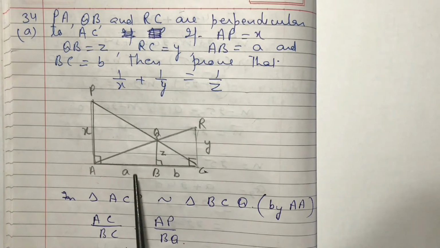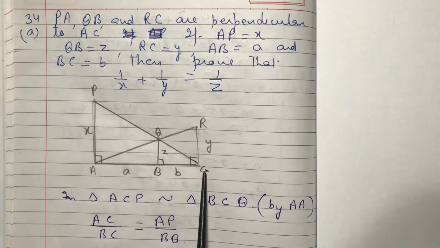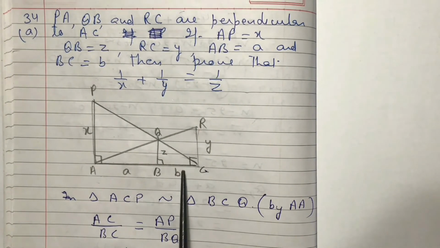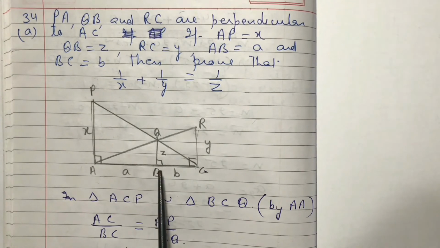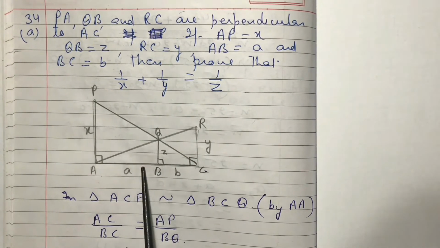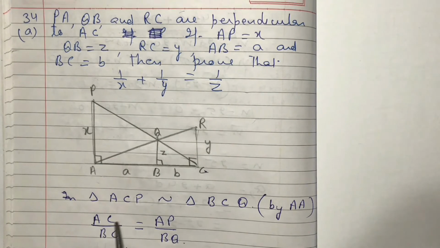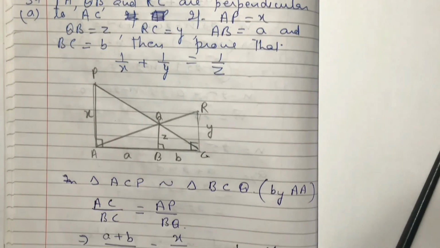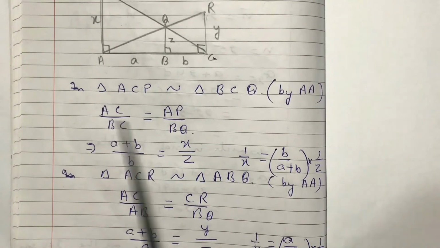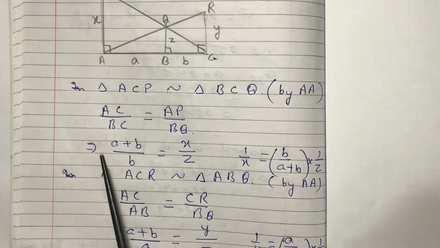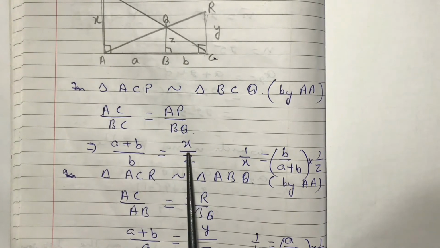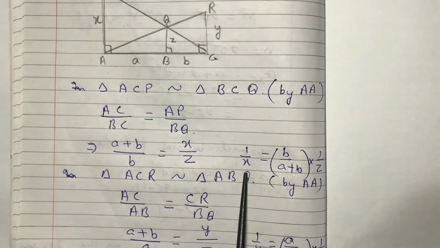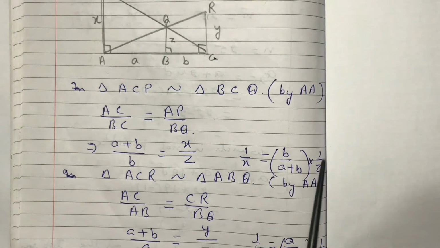Now first you take two triangles ACP and BCQ. These two triangles are similar, and if they are similar, their sides are proportional. So AC by BC is equal to AP by BQ. Now AC is A plus B, BC is B, AP is X, BQ is Z. Find the value of 1 by X, that is B by A plus B into 1 by Z.